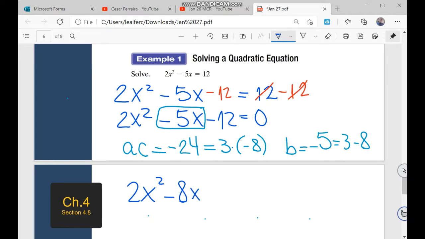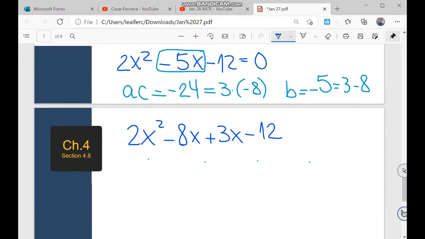minus 12. Right? We can break it down like this, and this needs to be equal to 0. Check this out. This negative 8x plus 3x is the same thing as negative 5x.